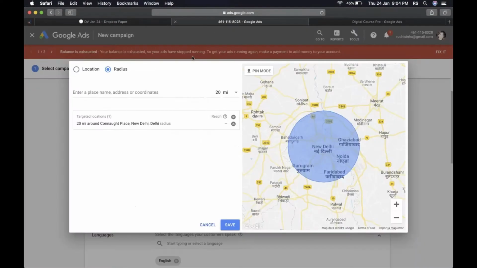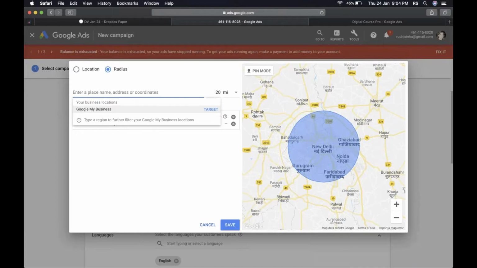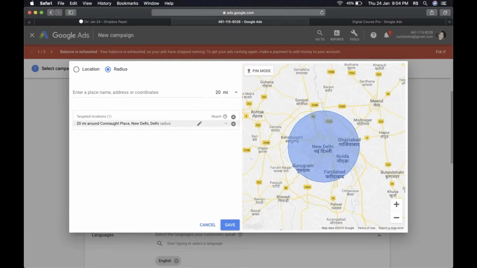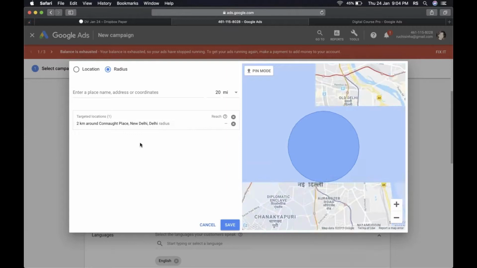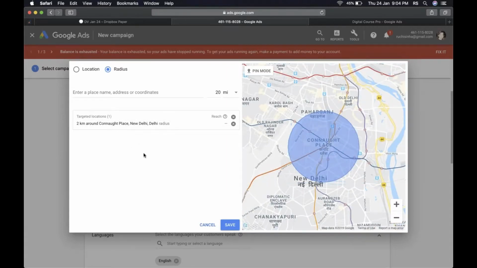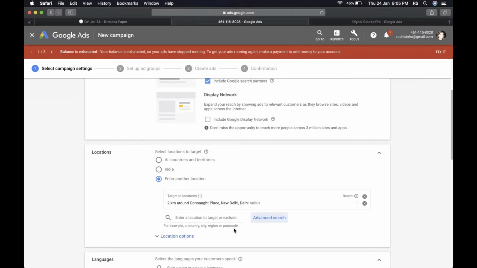And here also, when I'm advertising, I can pick up my business location from my Google My Business account, if I have added a certain location where my store is. Then I will say I want to show my ad within, since here we use kilometers, say a 2 kilometer radius of this place. And that is all. This is where I want to show my ads. So I can choose this and save. I can also target like this.